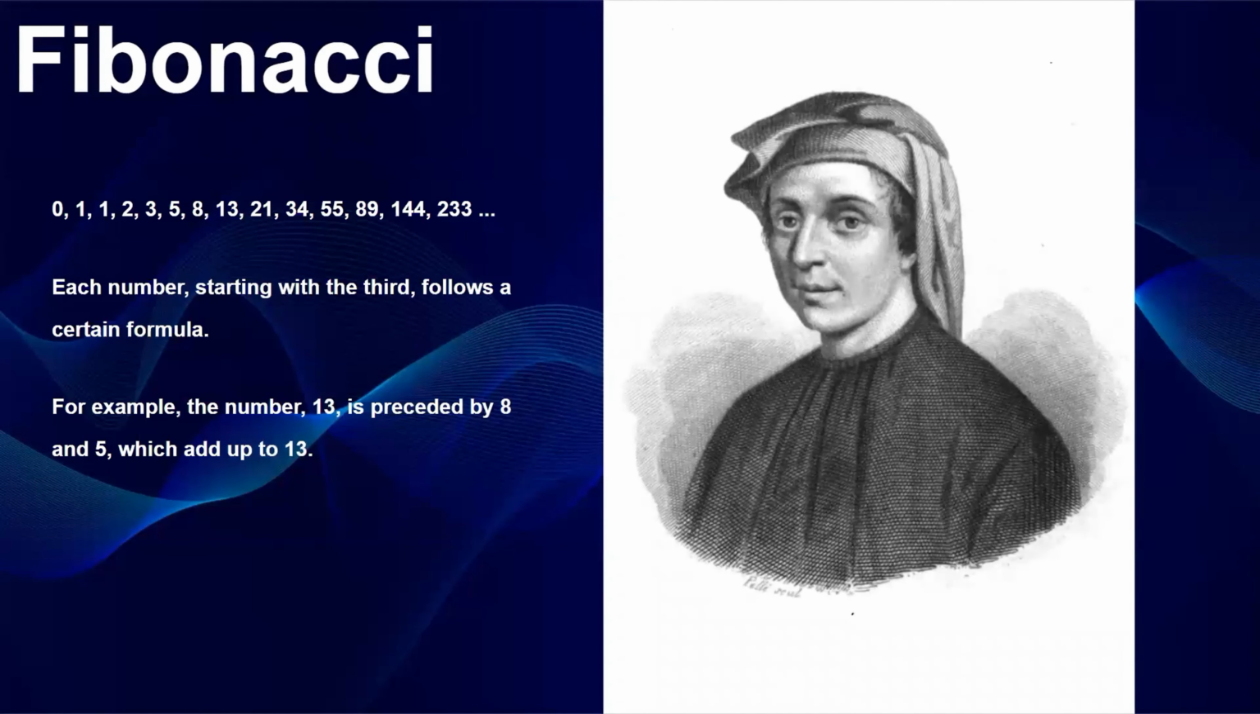Fibonacci was an Italian mathematician who lived in the 13th century. He is best known for his Fibonacci sequence. This slide shows the Fibonacci sequence. Each number follows a certain formula. For example, the number 13 is preceded by 8 and 5, which adds up to 13.